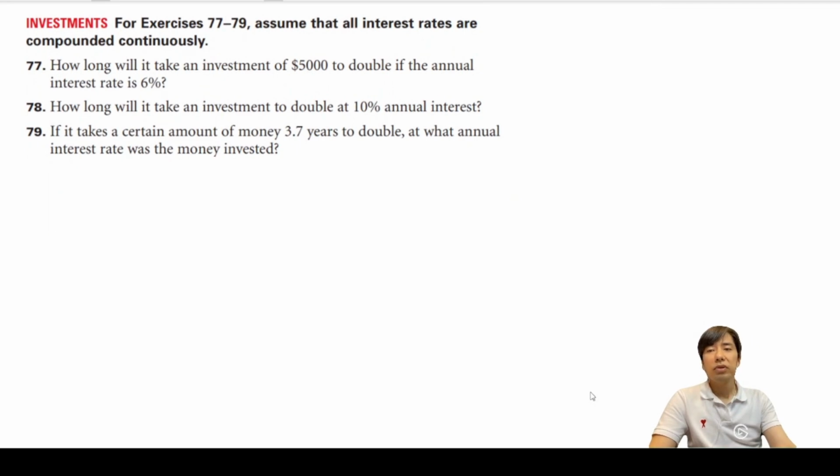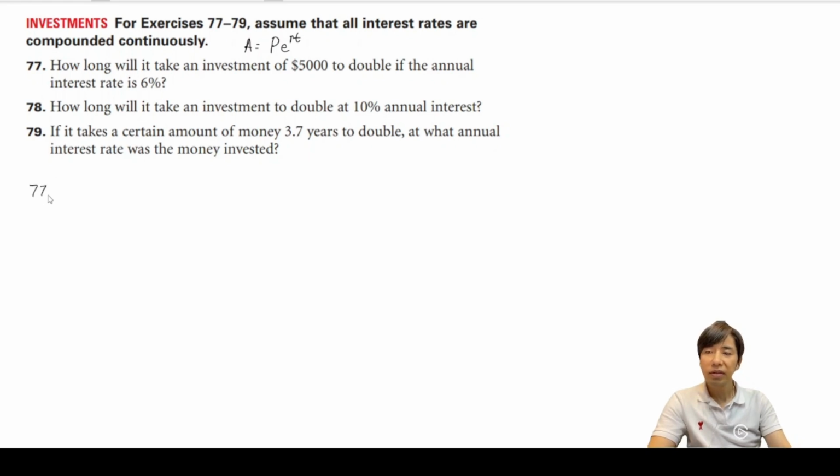Okay, let's now look at this one. Assume that all interest rates are compounded continuously. So you can use A is equal to P times e to the RT for all of these. How long will it take an investment of $5,000 to double if the annual interest rate is 6%?